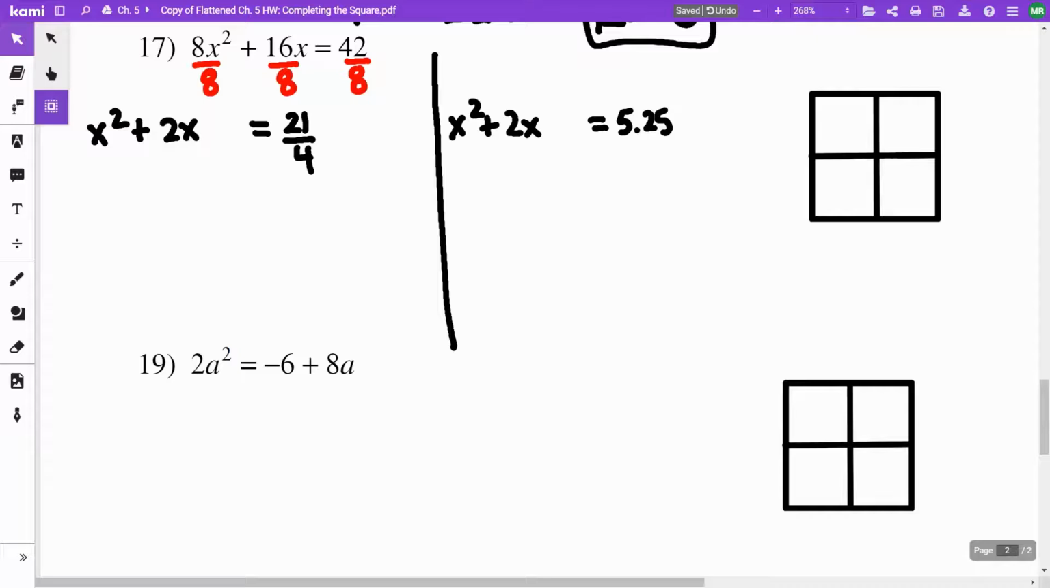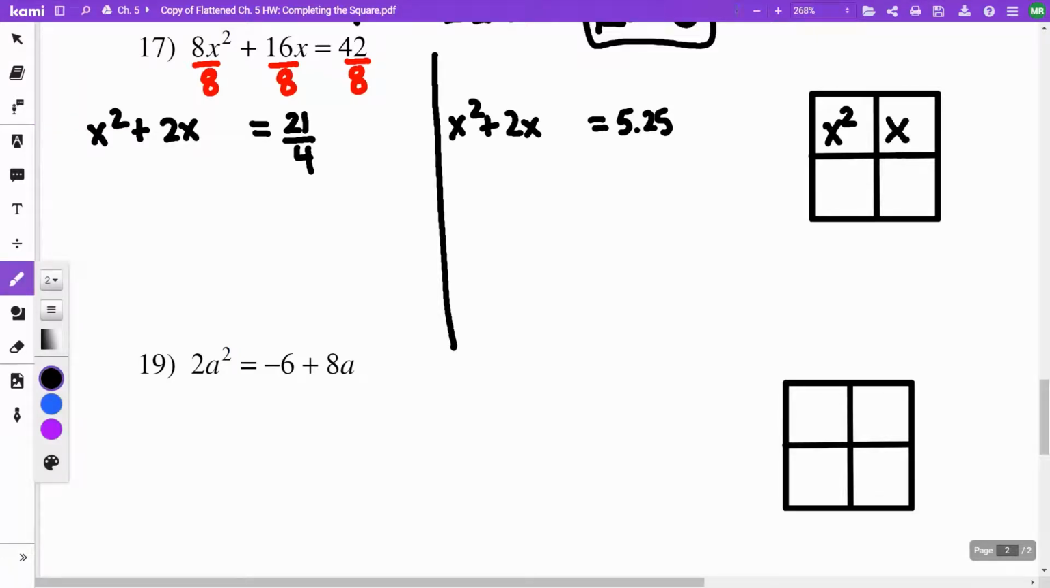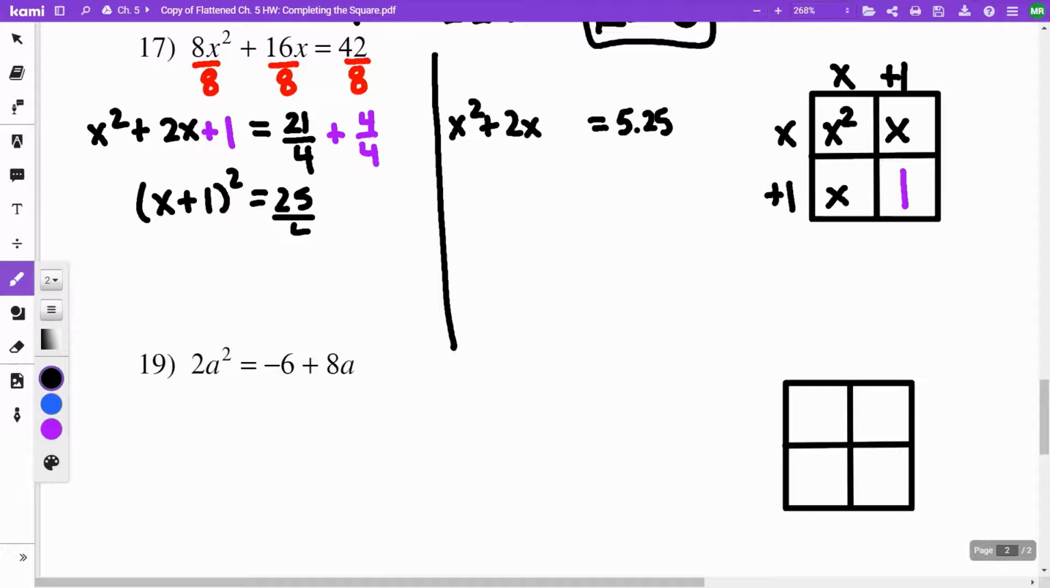Okay. So I am going to have an x squared, and my 2x is going to be split as an x and an x. So I'm going to have an x plus 1, and I'm going to have an x plus 1. Now, what I need to add to both sides is 1. So here, I'm going to add a 1. Now, it is a 1, but I'm going to think of the 1 on the other side as a 4 over 4. That's really the same as 1. Okay, I'm just writing it so that I can do the math easier. So this side here is going to be x plus 1 squared is equal to 25 over 4.